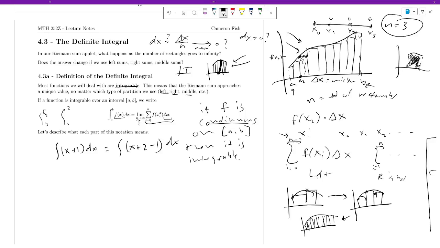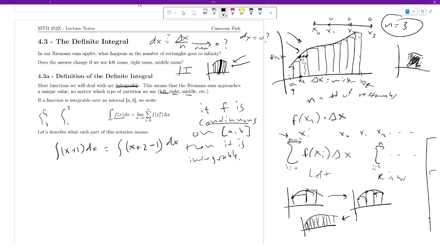In some classes, like a more advanced class, you may be interested in proving that it doesn't matter. We're not going to worry too much about it. You could write n here, or n minus 1, or even n minus 100. It all technically means the same thing because your n is going to infinity. The notation is a little bit funny because this delta x also depends on n, so you have to be a little bit careful if you're doing it really carefully.